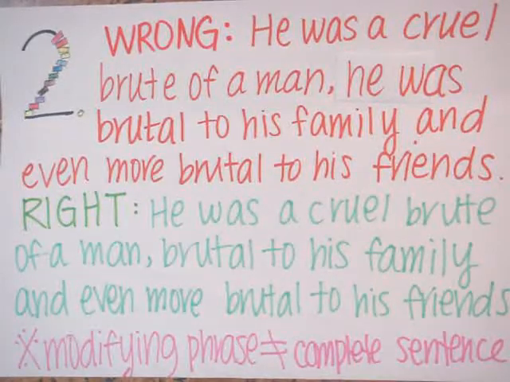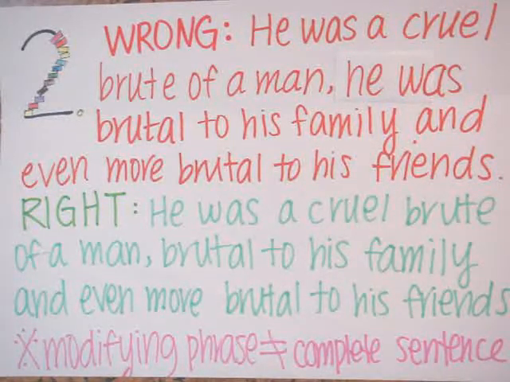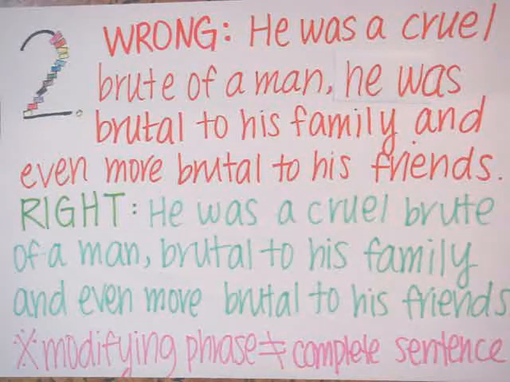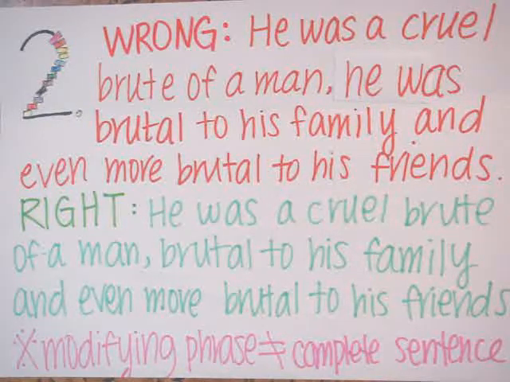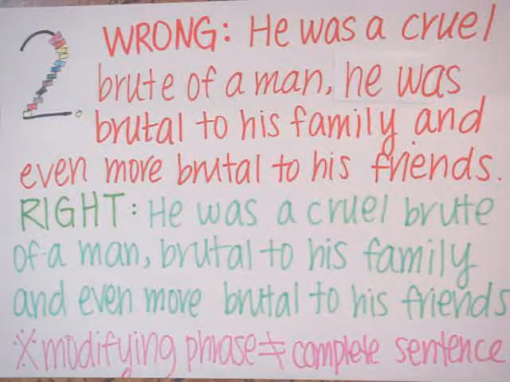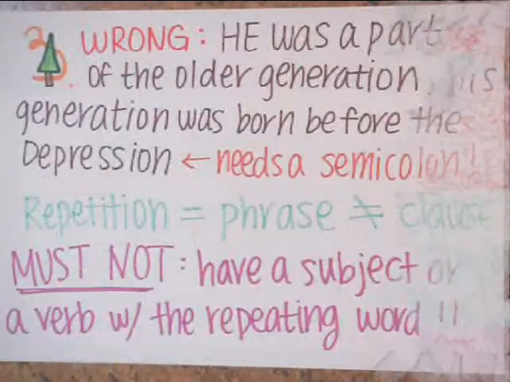The second rule is to make sure that the attached phrase where the repetition occurs, which is added to the main phrase, is not a complete sentence. If it is a complete sentence, it will be a comma splice. An example of a wrong sentence can be, he was a cruel brute of a man. He was brutal to his family and even more brutal to his friends. As you can see, in the wrong sentence, the modifying phrase is a complete sentence. To make this sentence correct, here is the example. He was a cruel brute of a man, brutal to his family and even more brutal to his friends. The modifying phrase can never be a complete sentence.